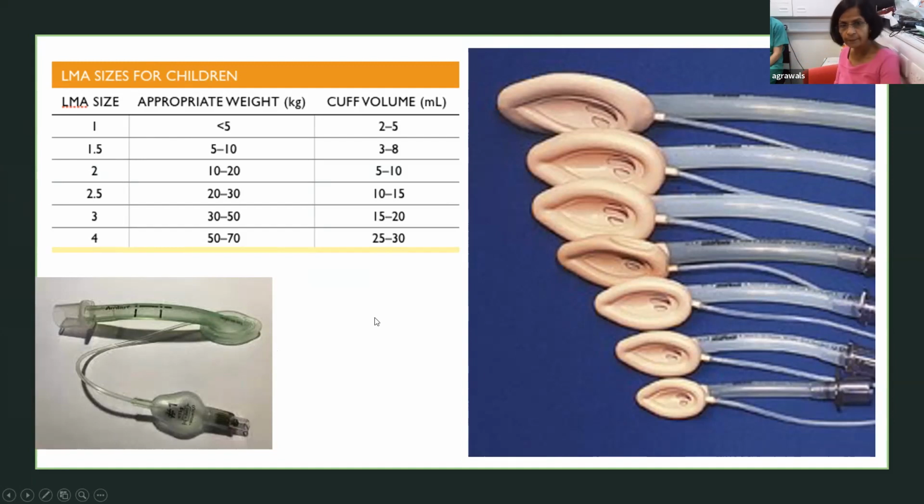And a lot of the easier, shorter surgeries are done with LMA because the recovery time is quicker and you're not going through the airway.